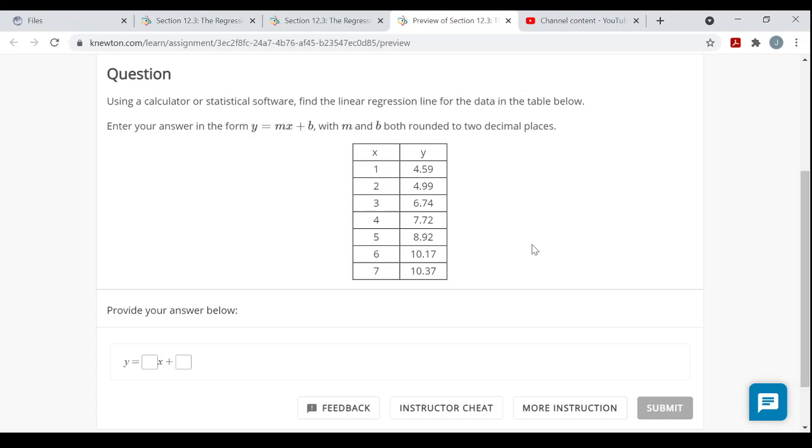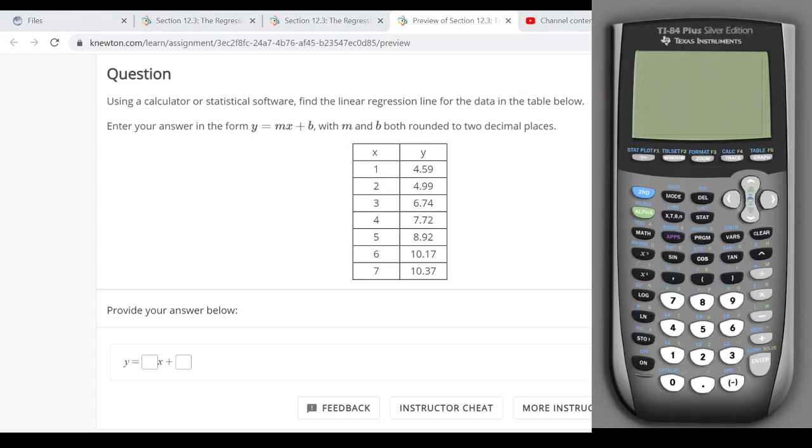So you have your x coordinates, you have your y coordinates. I'll pull up the calculator. This is an 84 Plus; the 83 and 84 are pretty similar. We're going to make lists. Down one list I'll put the x coordinates, down another list I'll put the y coordinates. You hit stat, enter on edit, and then I'll just do it down L1. I'll put these x coordinates 1 through 7.